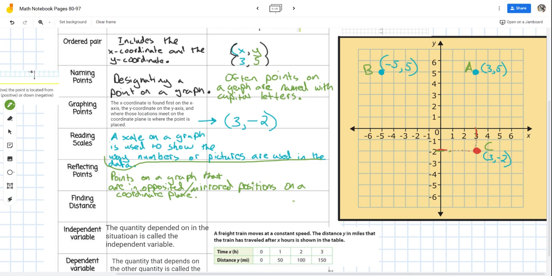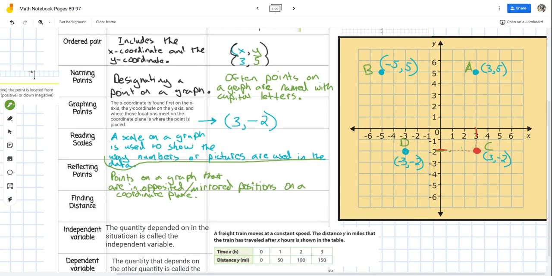Okay, so reflecting points, to give you an example, we have C over here, 3, -2. If I wanted to have a reflecting point for that, it would be the exact opposite on the other side here. So -3 on the x-axis and -2 on the y-axis. Let me make sure that's right. Yeah. So right, that would be a reflecting point. So we've got -3, -2. So this is point D.